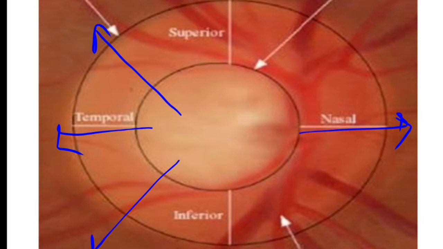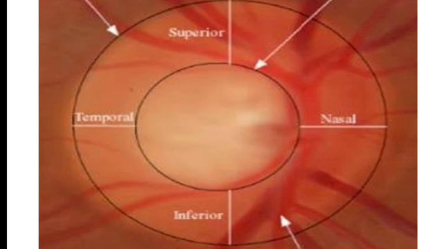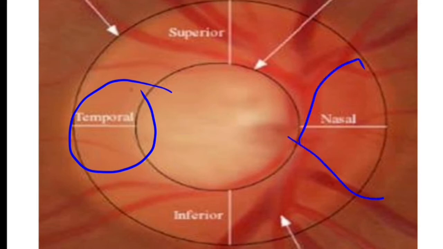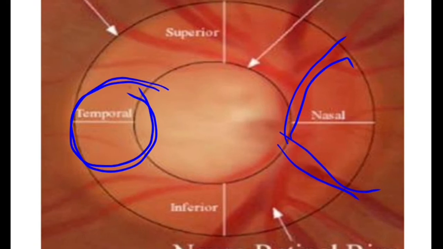The reason for this is, it is usually said that the sector which is away from the bundle of vessels, the bundle of the central retinal vessels, is usually affected first. That's why the temporal quadrant thins out first and the nasal quadrant is last.